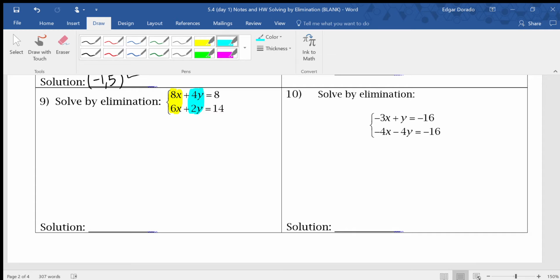But remember, what do we ultimately want to do here? We want to get them to eliminate, so I'm not going to multiply it by a positive 2. I'm going to multiply this by a negative 2. And let's see what we get now. So again, I'm going to rewrite my top equation because I didn't do anything with that one. But now on my bottom equation, I'm going to get negative 12x minus 4y equals a negative 28. Let's add them down now.